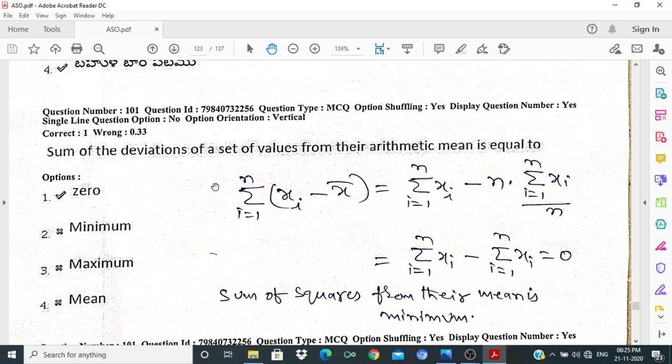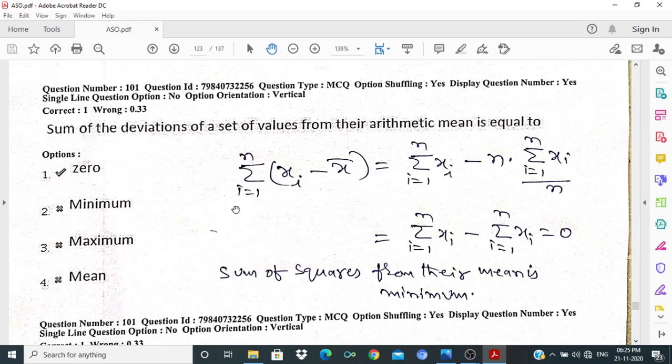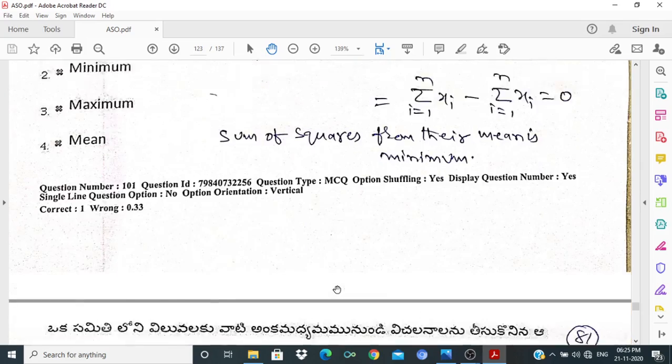Sum of the deviations of a set of values from their arithmetic mean is equal to 0. Here is the proof. Sum of squares from their mean is minimum. We have seen this in this question paper only.